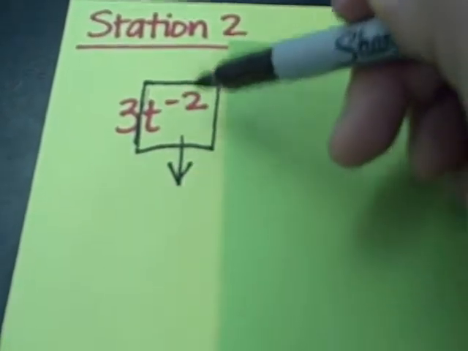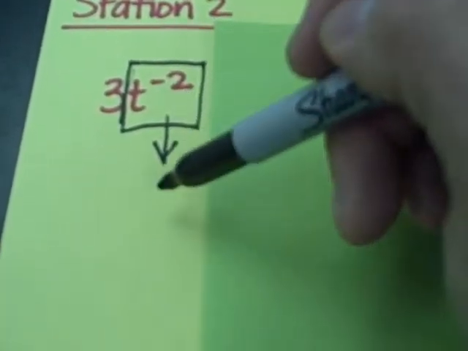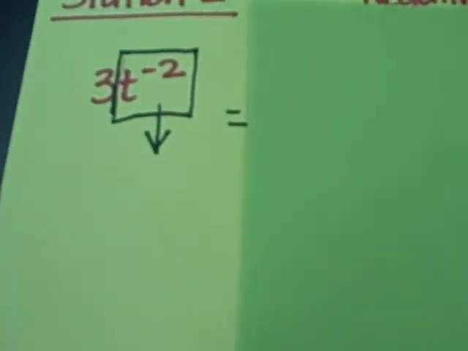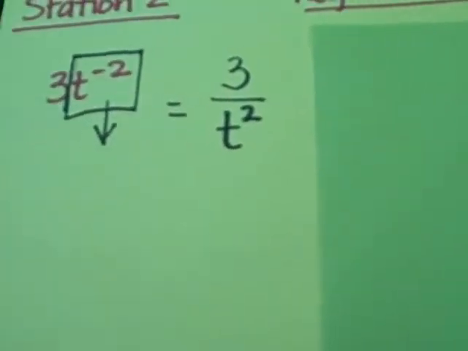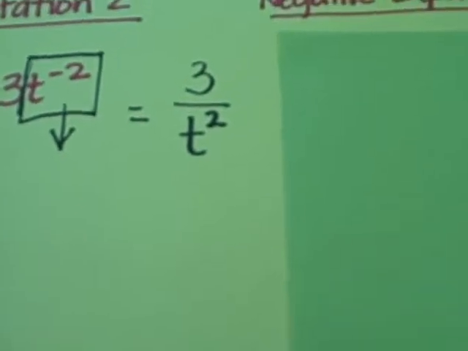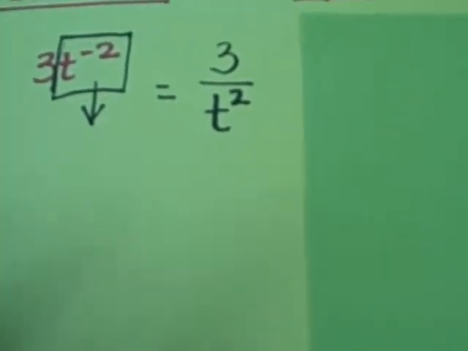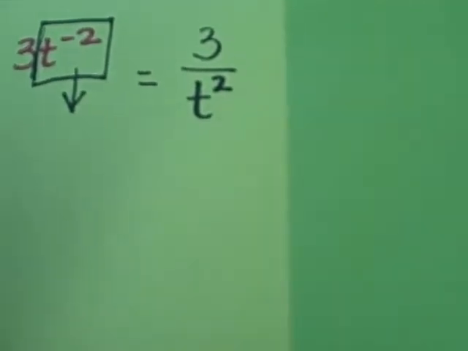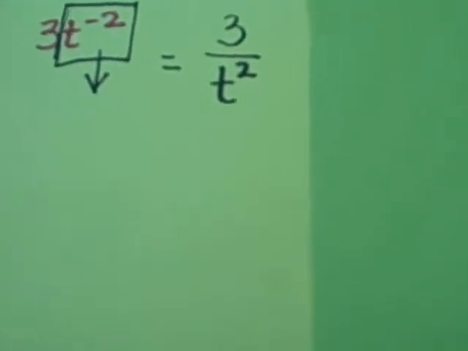I put an arrow because the law says that if you have a negative exponent, it's going to move down to a denominator. So we would rewrite this as 3 over t squared. With this rule or this law, we're not doing any real evaluating. All we are doing is rewriting. So there's nothing really to figure out. You're just rewriting the expression with positive exponents.